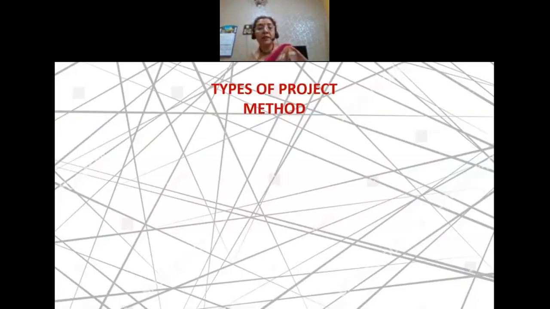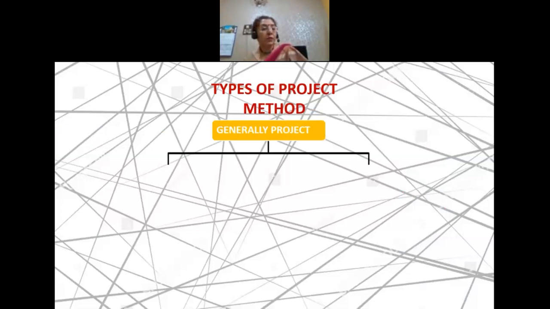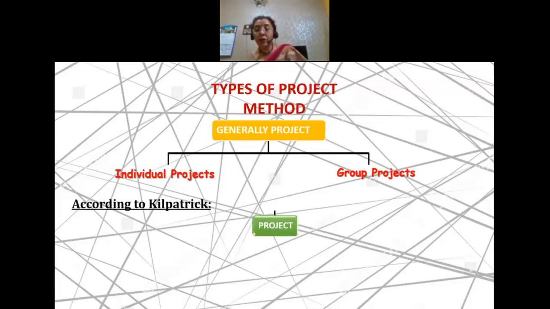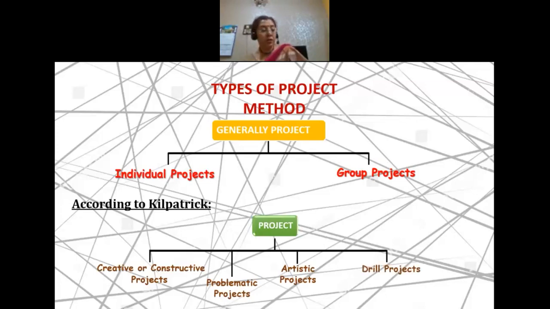So remember that. Broadly speaking, there are 2 types of projects, individual project and group projects. Whereas Kilpatrick has said there are 4 types of projects: minutely thinking, creative project, problematic project, artistic project, and drill project.